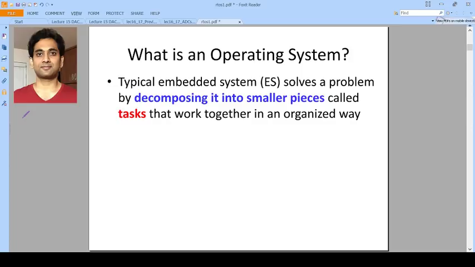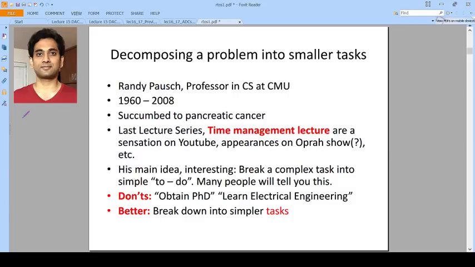Now, the way a typical embedded system solves a problem is by decomposing it into smaller pieces. They're called tasks. These tasks work together in an organized way. This is a typical task management principle: the idea is you want to break down a complicated task into smaller bite-sized chunks that are more manageable. For example, let's say you want to prepare for your EE379 or EE500 final exam.